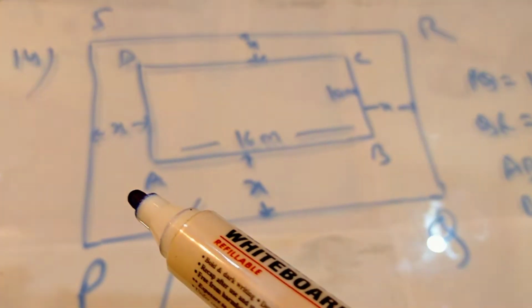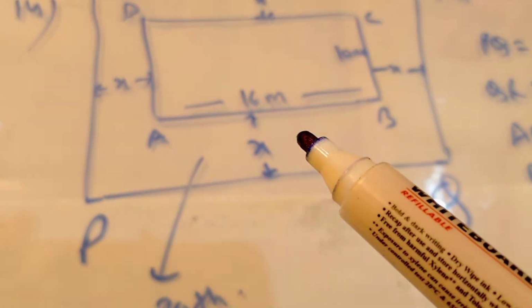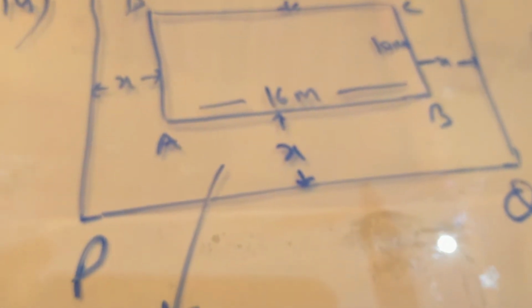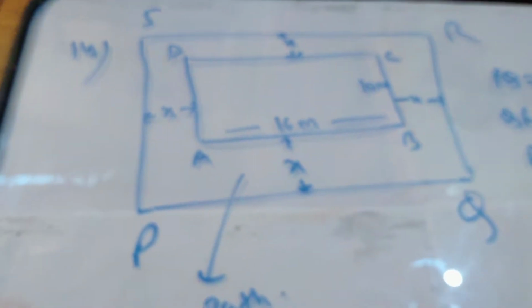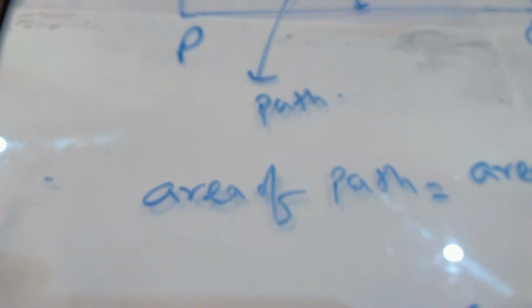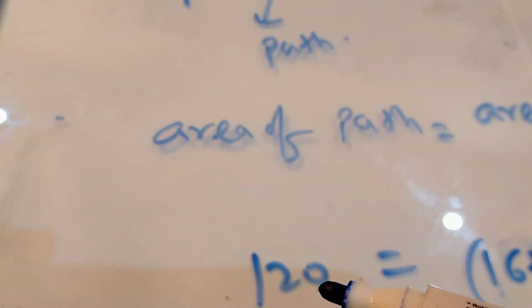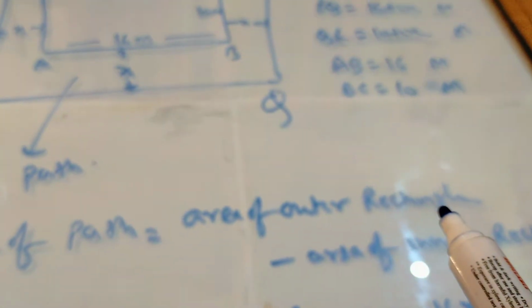So what you have to do, you have to find the path. What is given in this question? In this question it is given that the area of the path is already given, it is 120 meter square. So area of path can be calculated by using the formula: area of the outer rectangle minus area of the inner rectangle. But before this, we need the dimensions of the outer rectangle and inner rectangle.